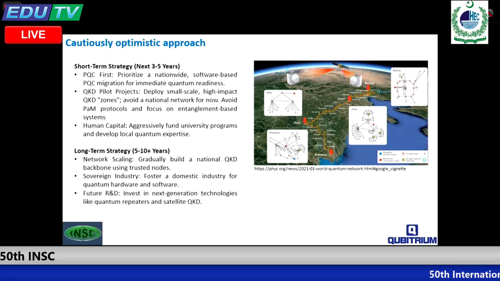And the way to do that is to not miss the second item, the pilot projects. There should be lots of pilot projects. People should be working on them. And it's not to be looked down upon because those efforts are really, really significant. When you want to have a nationwide quantum network or build quantum repeaters or something, you have the people to do that because eventually it all comes down to human capital. And long-term strategy requires network scaling: gradually build a national QKD backbone using trusted nodes.